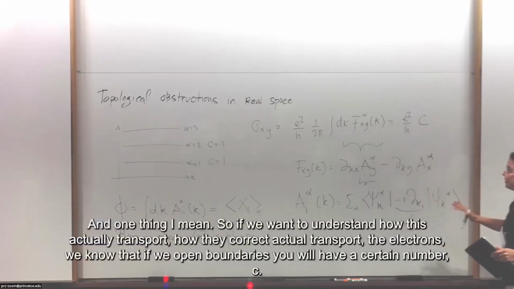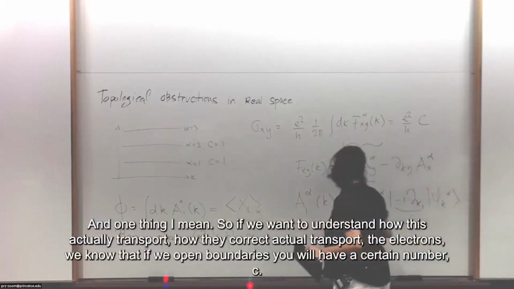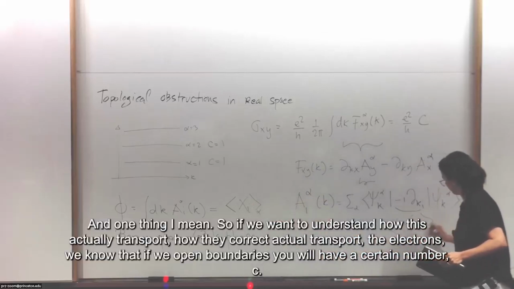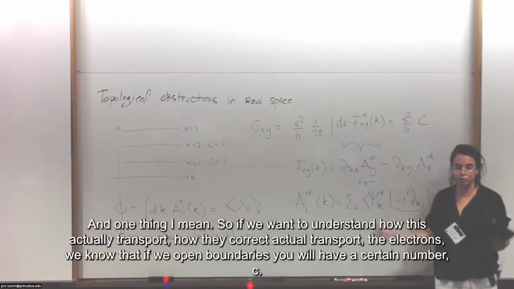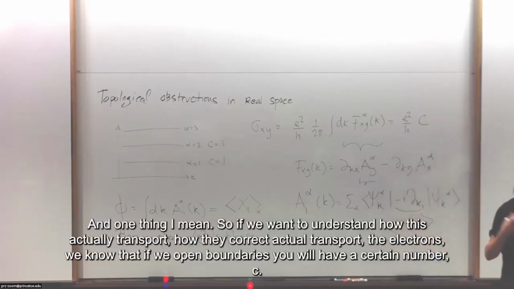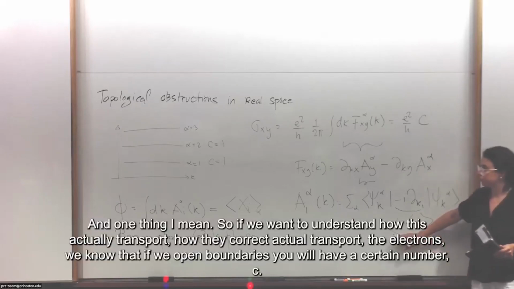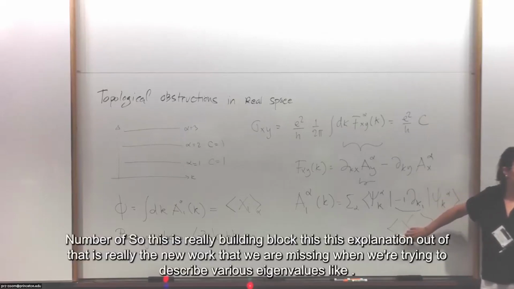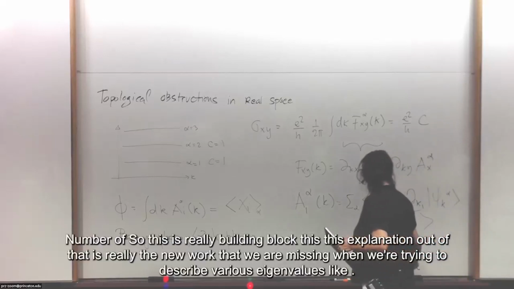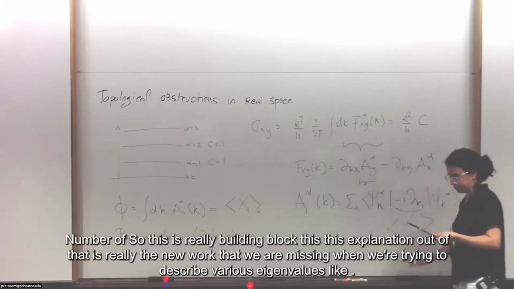So this is really the building block. This expectation value of X is really the building block that we are missing when we're trying to describe various Bloch eigenstates. We can talk about symmetries, but we also need, very importantly, to remember that if we are in a periodic lattice, we also care about where these electrons are in the lattice.